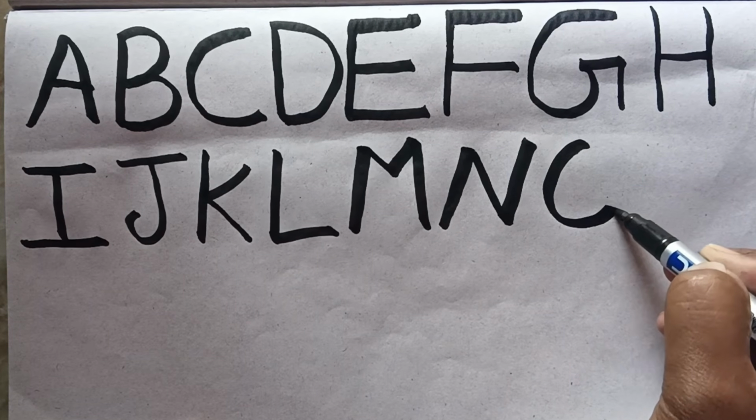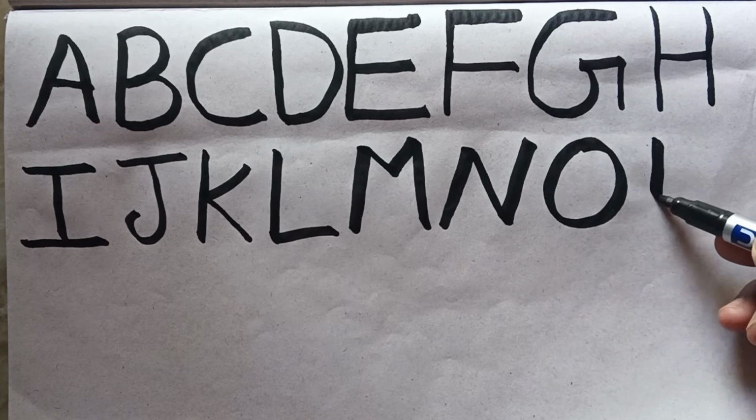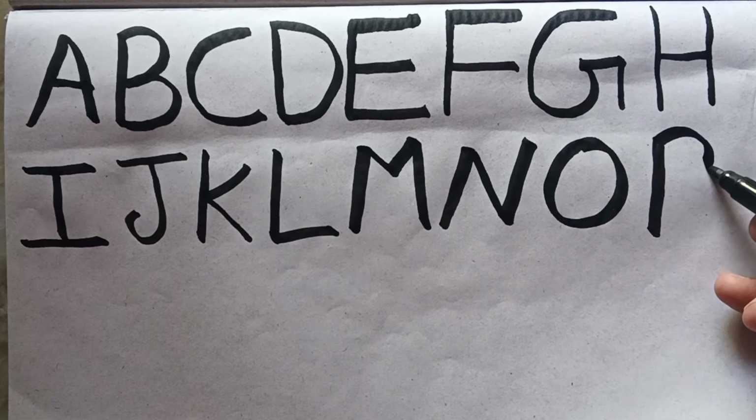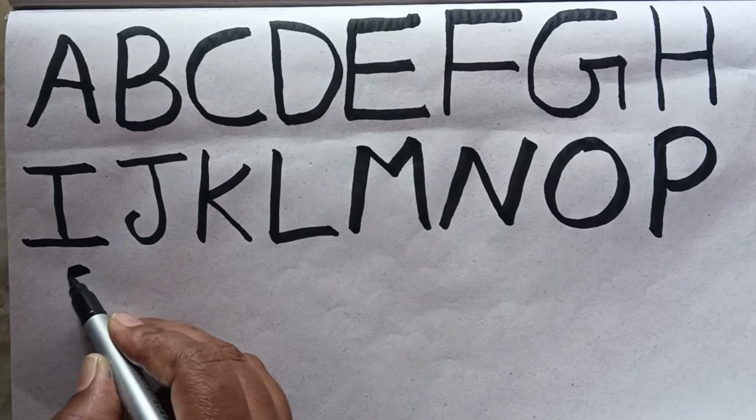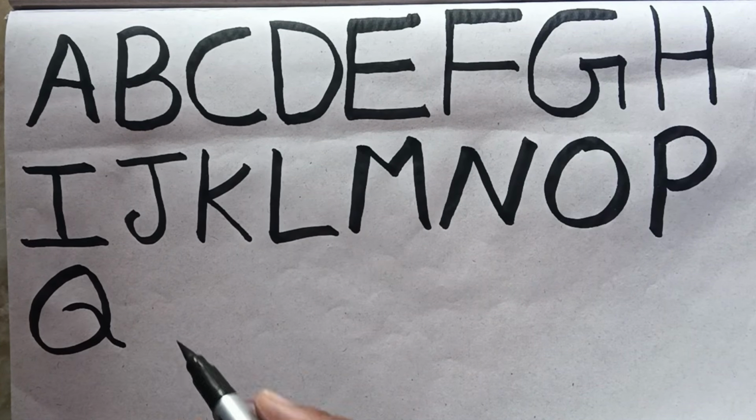O. O for orange. And the next one is P. P for parrot. P for peacock. Second line is completed. So now third line. Q. Q for queen.